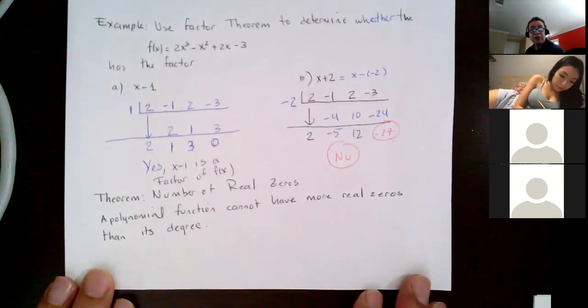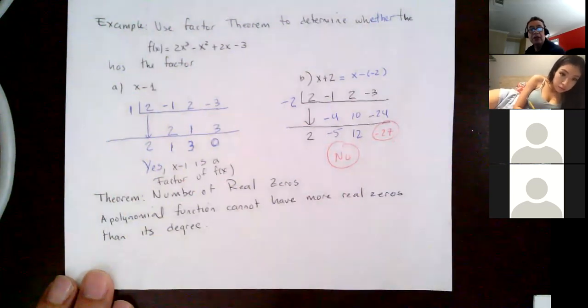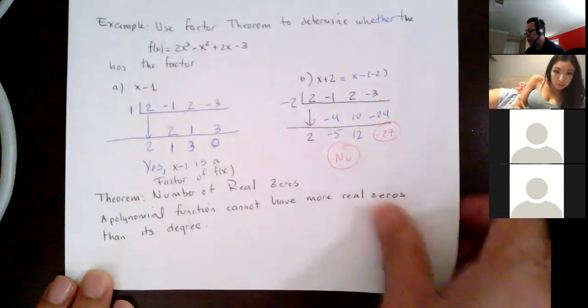It says number of real zeros. A polynomial function cannot have more real zeros than its degree. Remember, what is the degree of a polynomial function? The degree of the leading term. All right, so let's continue.